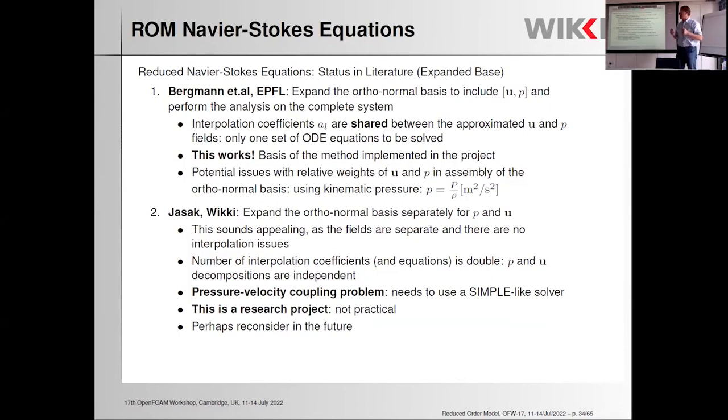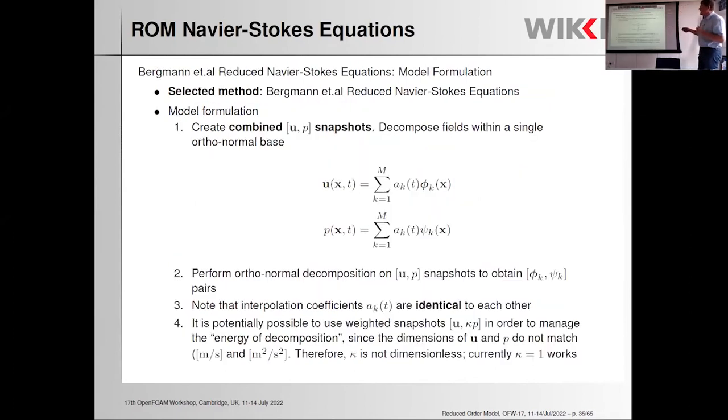Exactly. Okay. So the first part is to create combined PU snapshots, perform orthonormal decomposition, and get phi as a vector and psi as a scalar. And note that the interpolation coefficients AK are identical for velocity and pressure. Now I need only one equation, and that is my force balance or the momentum equation.